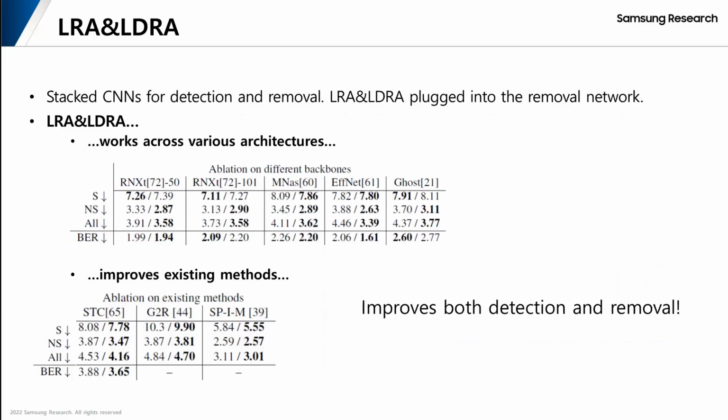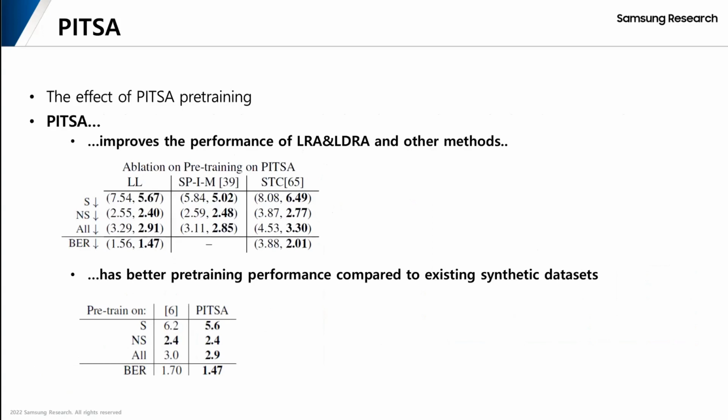And finally, the results. We use a stacked CNN pipeline for joint detection and removal. LRA and LDRA modules are plugged into the removal network. Both modules successfully work across different architectures, and they even improve existing methods. We then take PIZZA as a pre-training dataset. PIZZA improves the performance of LRA and LDRA, as well as other methods. It comfortably beats other large synthetic datasets on pre-training performance too.